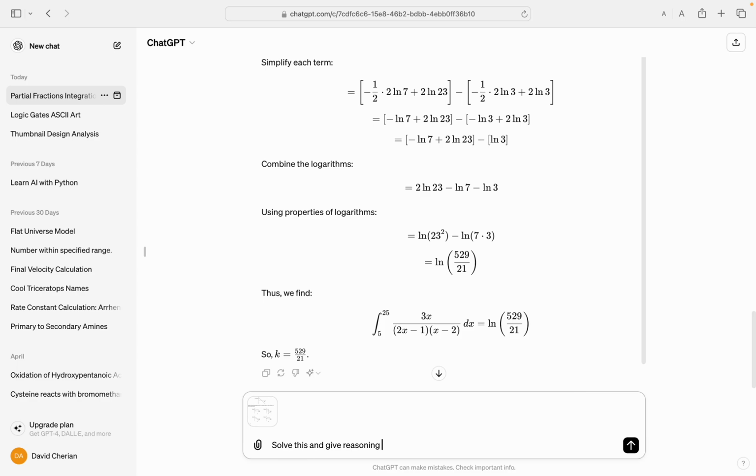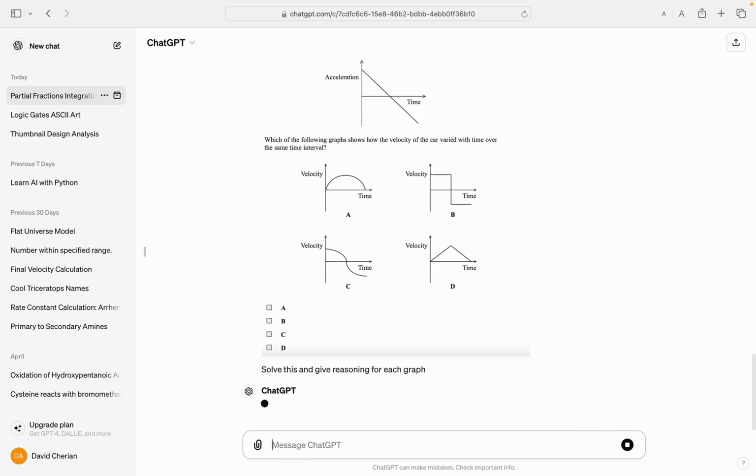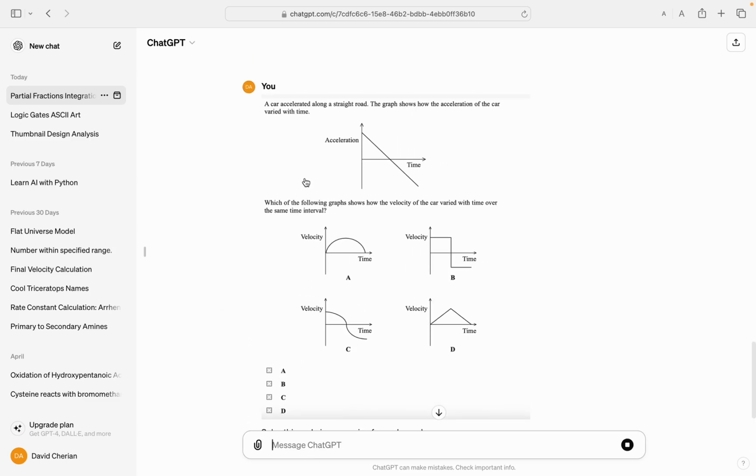I'm just going to show you guys. Now this is a physics question. Give reasoning for each graph. Okay, I just want to know how this thing now solves the physics question. Now this question is a multiple choice question.